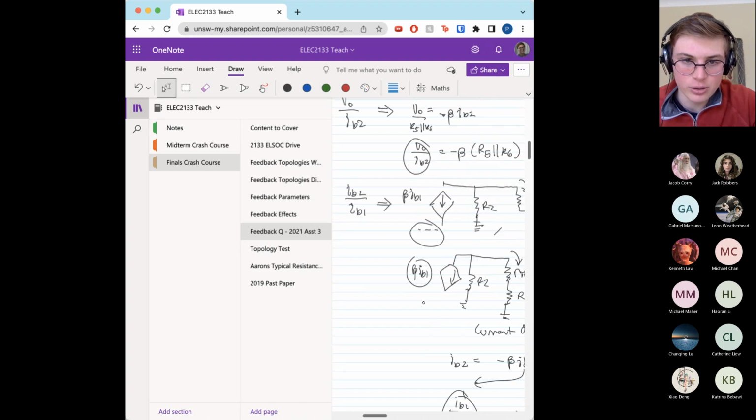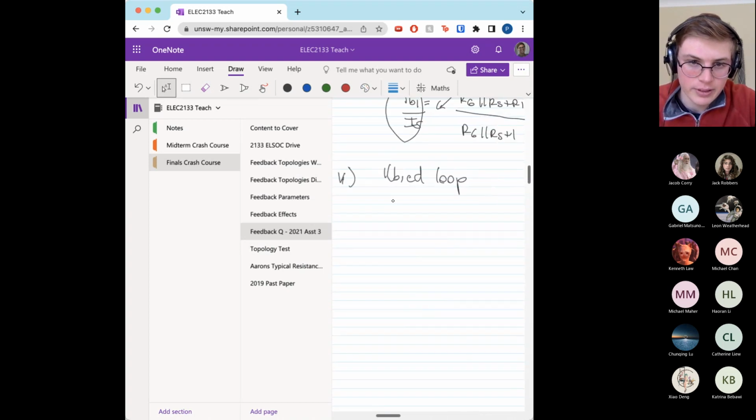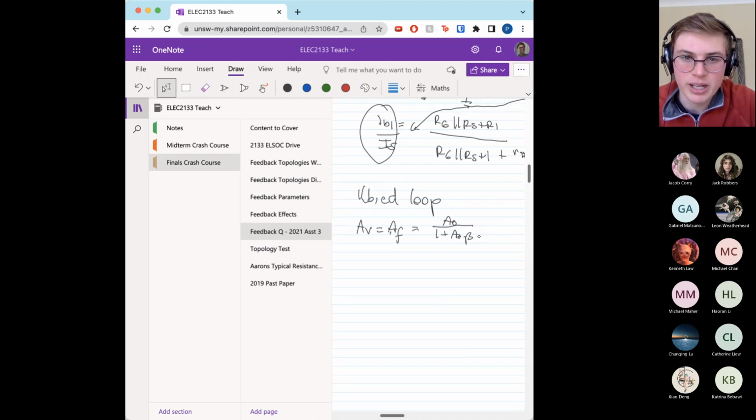So my closed loop AV or AF is going to be A naught divided by 1 plus A naught beta. A naught I got from this, beta was -1 on R6. Should be able to find our closed loop.